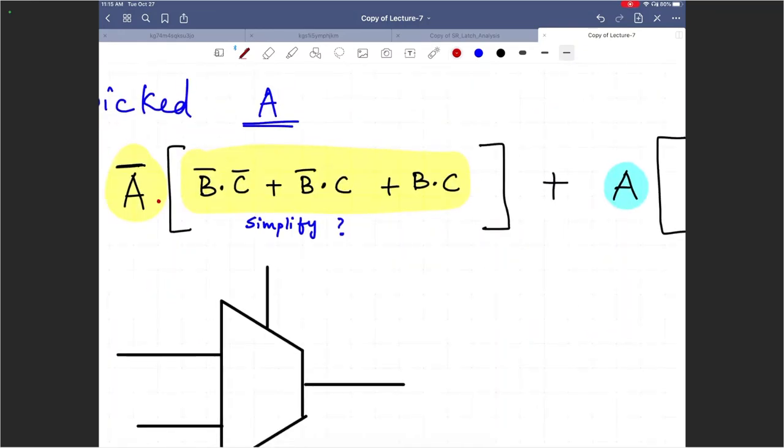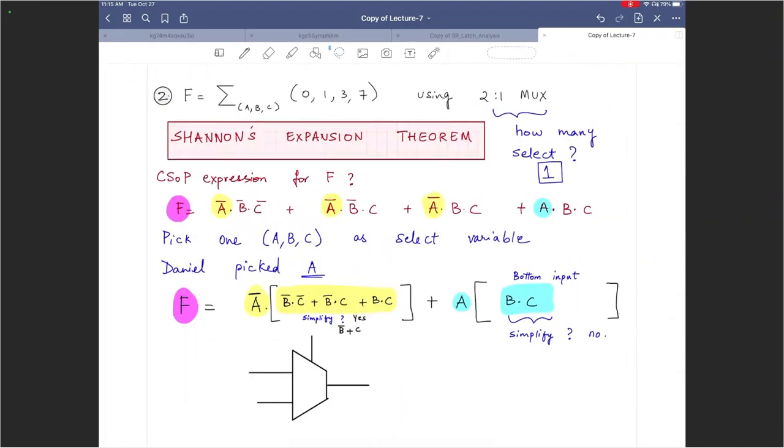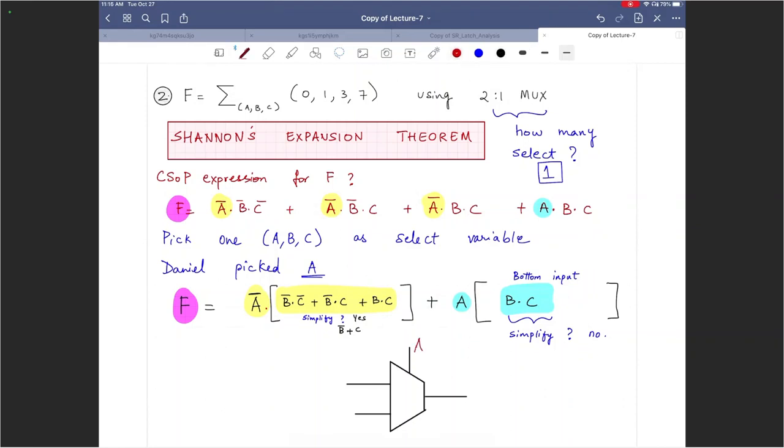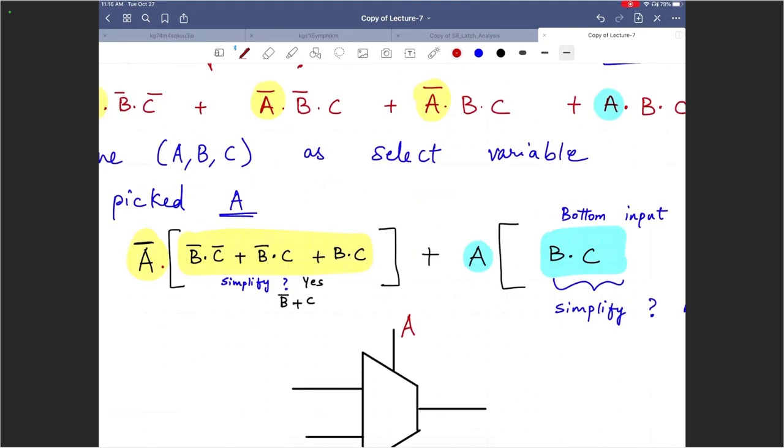So the simplification was yes, and it simplified to B complement or C. And that is going to become my top input. So you see now how I'm going to synthesize this using the 2:1 Mux. What did Daniel pick for the select variable A? So that's what is going to go here as the select input.